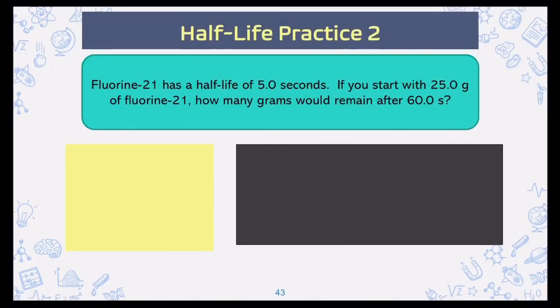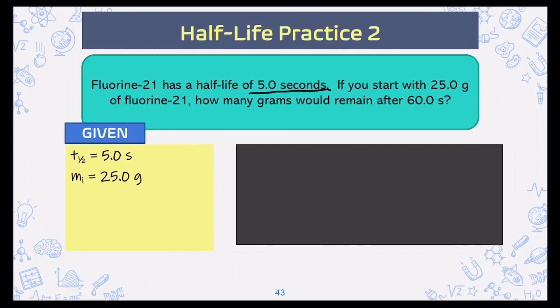In this example, we're going to attempt to use the equation. In this problem, we're given a half-life. Fluorine has a half-life of 5 seconds, and we're going to write our given values in this table. The initial mass, we're starting with 25 grams, so that's going to be our initial mass.